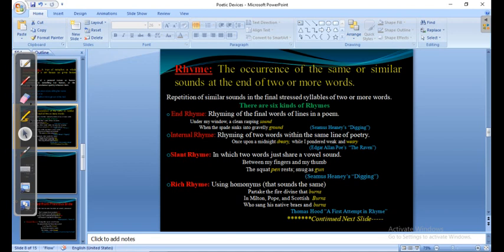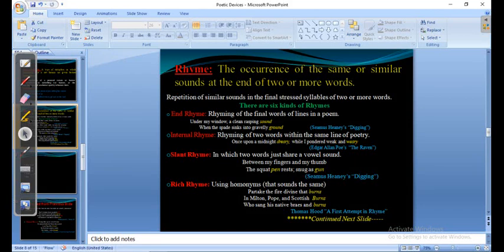Another one is internal rhyme. In internal rhyme, you will see two words rhyming with one another in one line. Here, dearly and really. In slant rhyme, two words just share a vowel sound. I have put the example from Digging, again by Seamus Heaney: pen and gun. This is called slant rhyme.